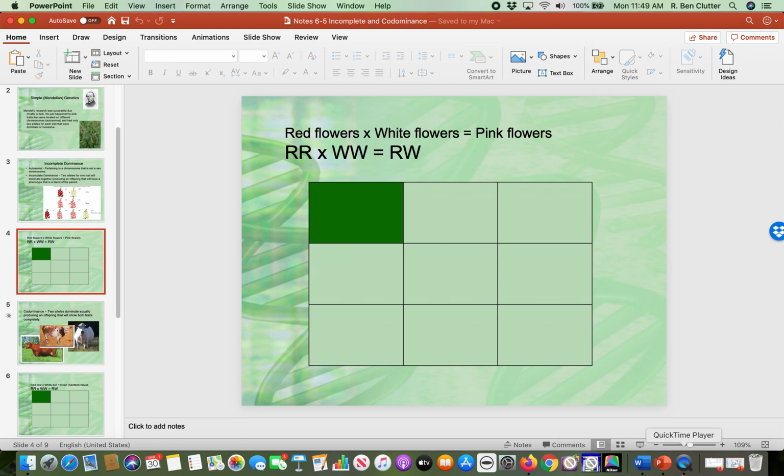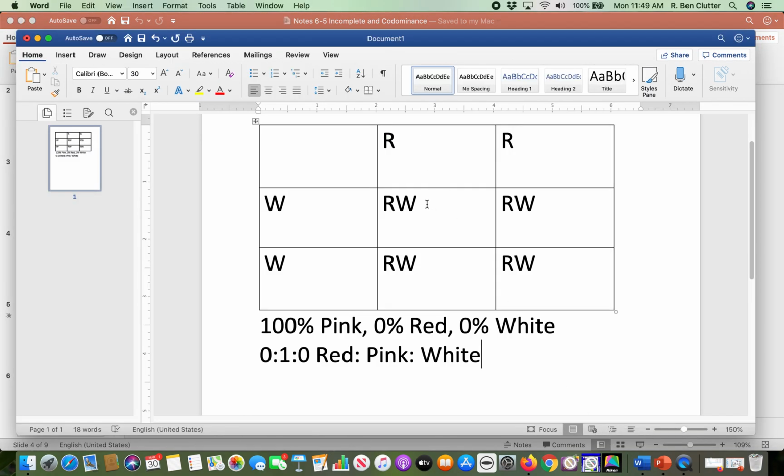All right. Now, what if we did this with the F2 now? What if we cross the F2? All right. So now what I want to do is I want to cross RW with RW. I'm going to take 2 of the children. These are the F1s. They're plants. They can inbreed. They don't care. We're going to cross 2 pinks with 2 pinks.